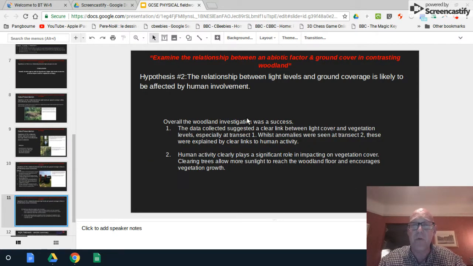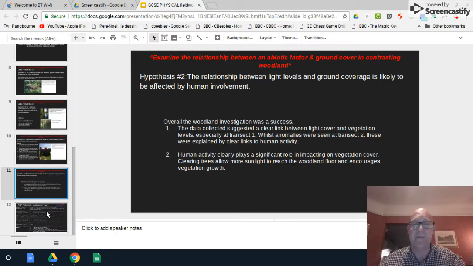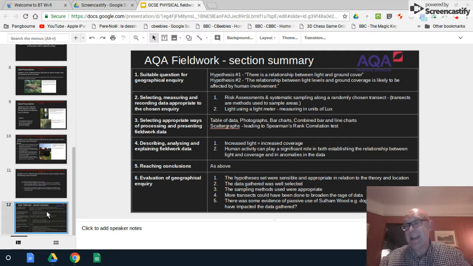So if we look overall then, overall the woodland investigation was a success. Data collection showed a link between light cover and vegetation, with anomalies clearly seen in Transect 2, which gave us this difficulty of being able to do the Spearman's and make a conclusion. Human activity clearly plays a significant role in impacting vegetation cover, positively and negatively.